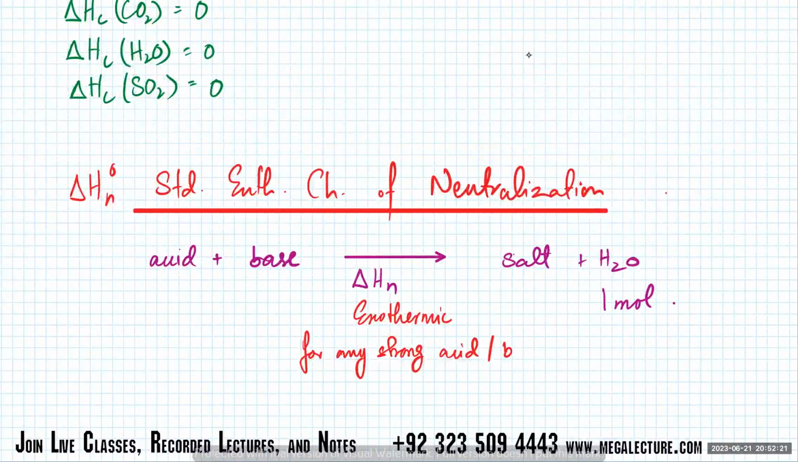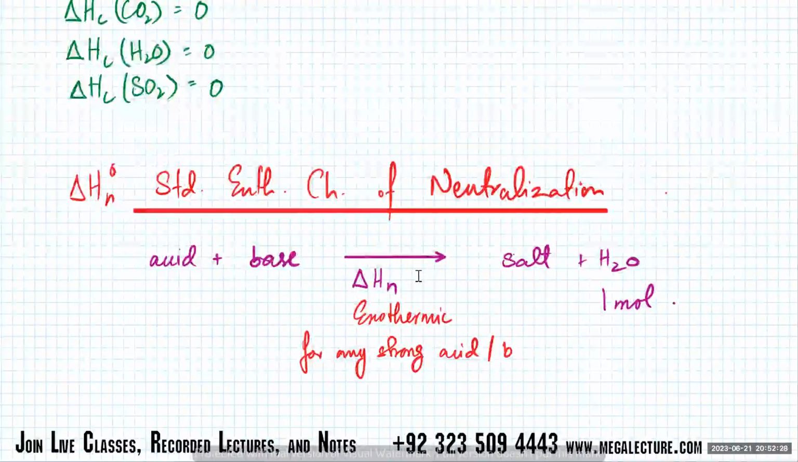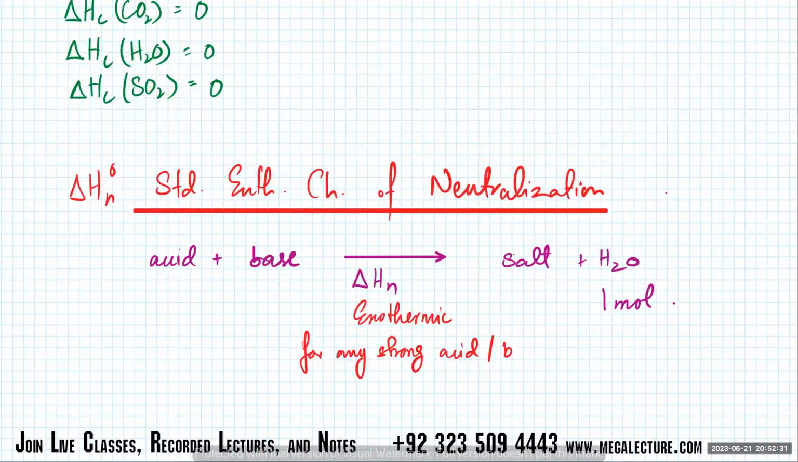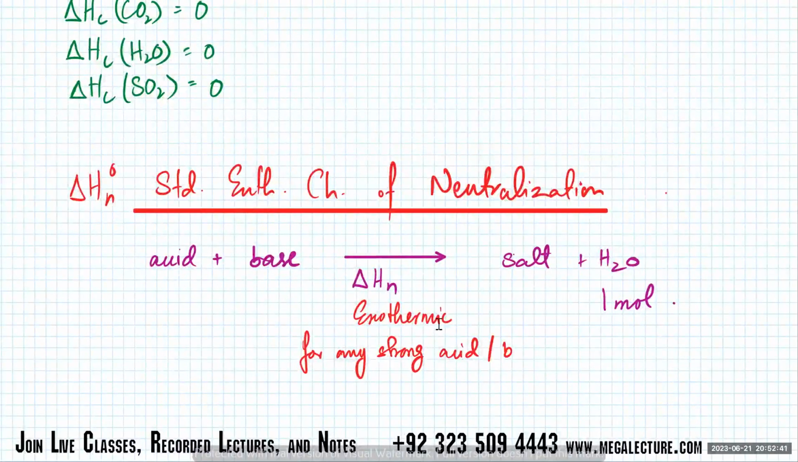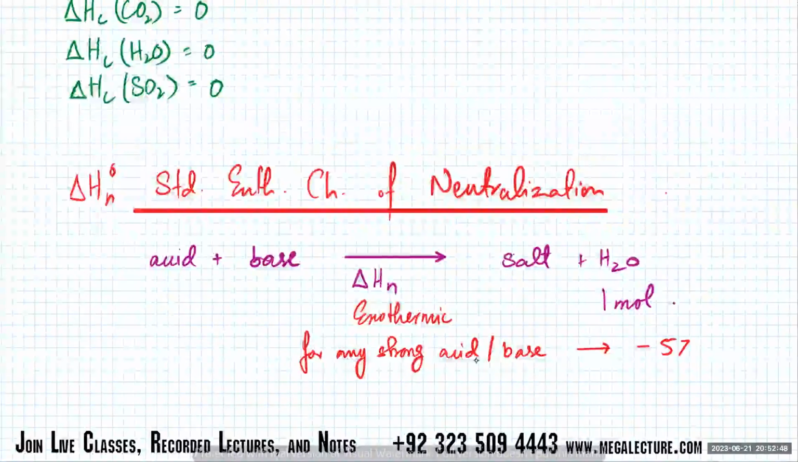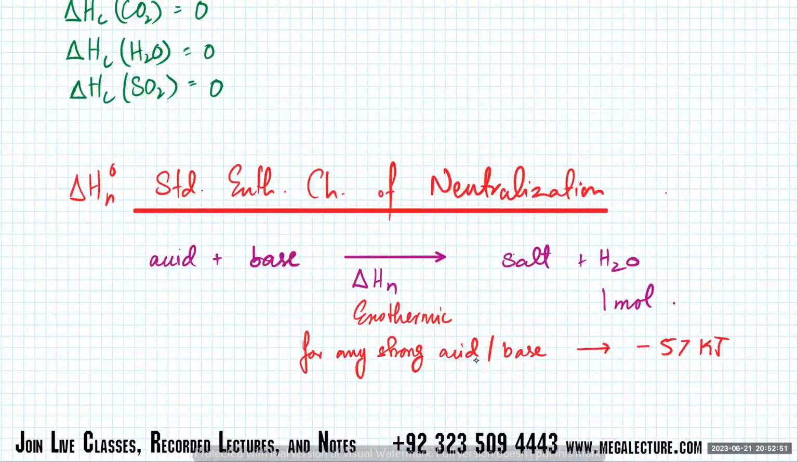So enthalpy change of neutralization was that you have an acid-base reaction, salt and water gets produced. If 1 mole of water gets produced, then the energy change is known as enthalpy change of neutralization, and it was always exothermic. For any strong acid or strong base, the value was kind of the same. It was close to minus 57 kilojoules per mole.